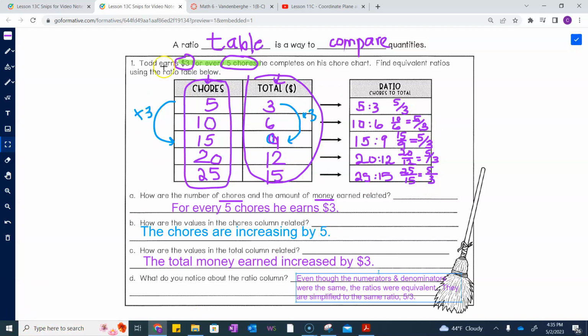So it's an equivalent ratio table, is what we say about this. This table is made up of equivalent ratios. We made sure that they were equivalent because every time I increased by 5 on this side, I would increase by $3 more on this side. Every time I added 5 more chores to the pile, I added $3 more to the money. So by keeping the 5 to 3 ratio moving down the table, I created a whole table of equivalent fractions.